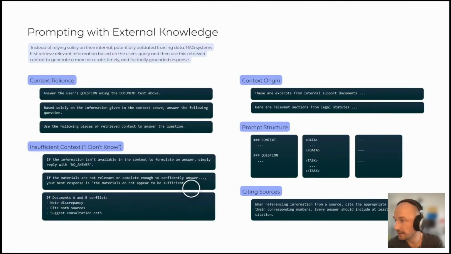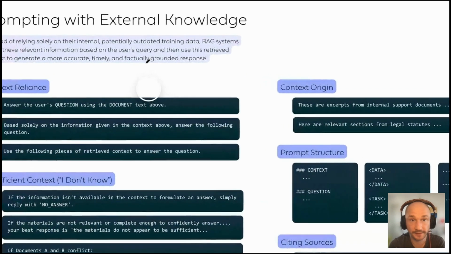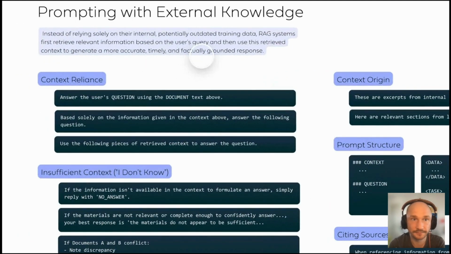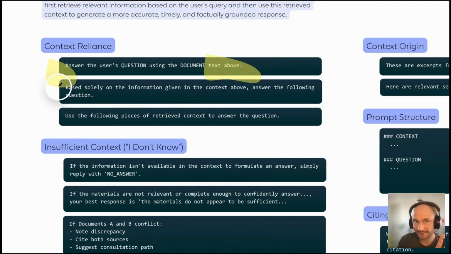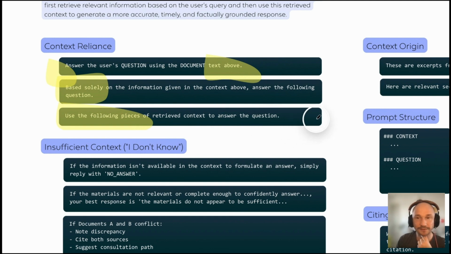How could that look when prompting for it? Yeah, that can actually be quite interesting. The first thing that you want to do usually is to have a more contextual setup here and to guide it in terms of what information to use. So the classics are here: answer the user's question using the document text above. Above is actually something that comes in the next prompt again. Based solely on the information given in the context above, answer the following question. Use the following pieces of retrieved context to answer the question.